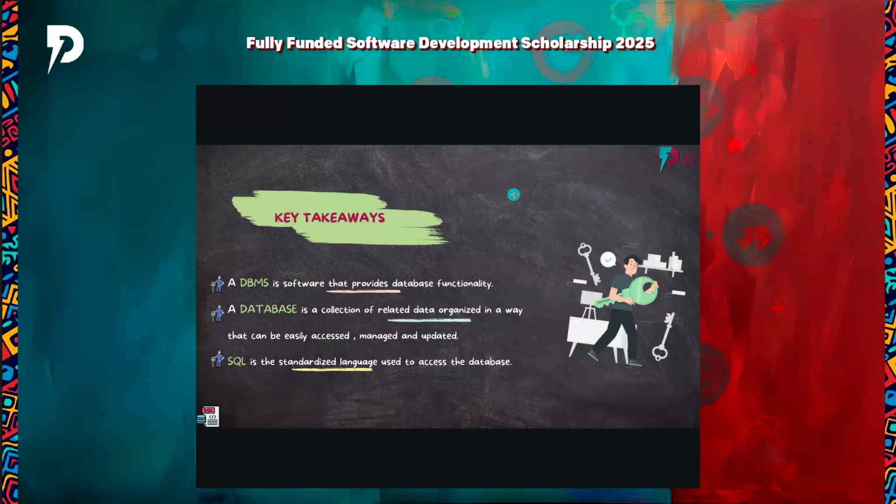Key takeaways. A DBMS is software that provides database functionality. A database is a collection of related data organized in a way that can be easily accessed, managed, and updated. Lastly, SQL is a standardized language used to access the database. All right. Thank you so much.